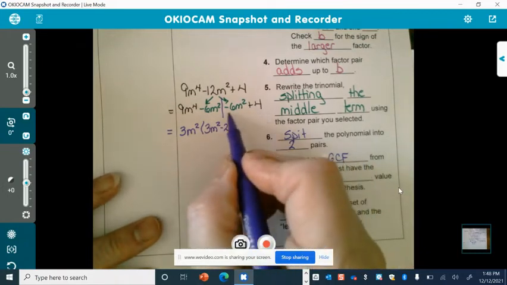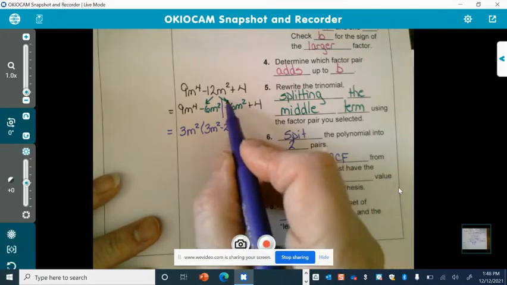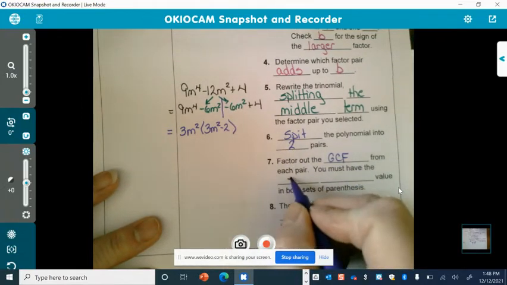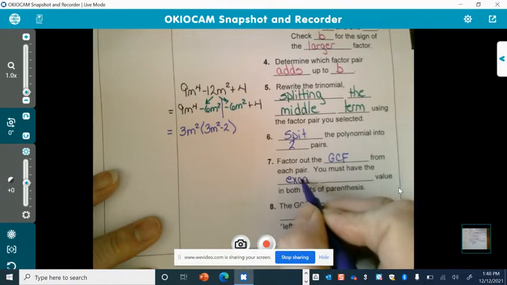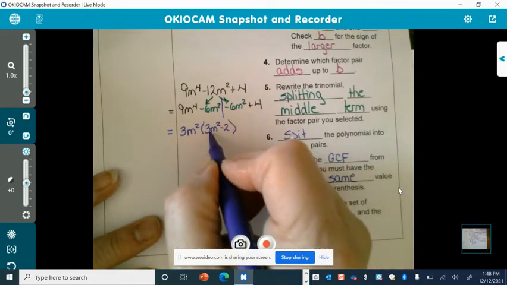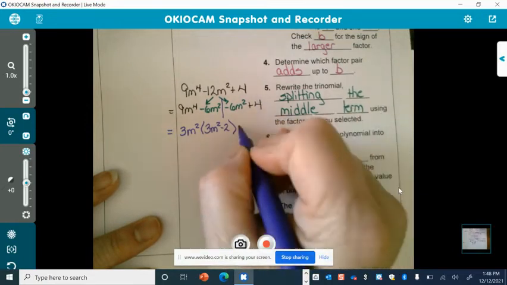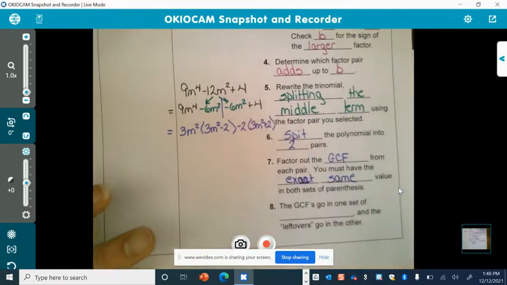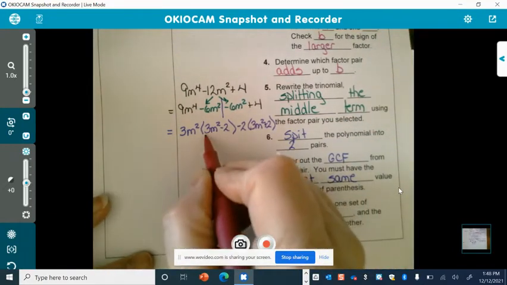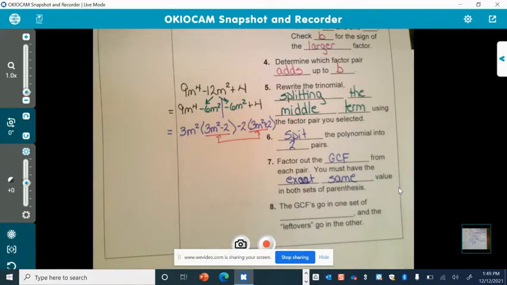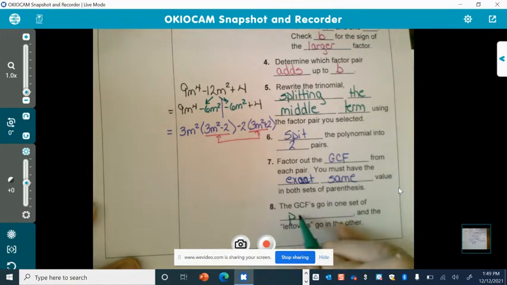When I go to pull the greatest common factor from this side, if your first term is negative, you've got to pull a negative. You have to have the exact same value in both sets of parentheses. I need a positive 3 to be in the parentheses over here. So I'll pull out the negative 2, and that'll give me 3m squared plus 2. Okay, these have to be the exact same values, or something's gone horribly wrong. Okay. So for your final answers, the GCFs will go in one set of parentheses.